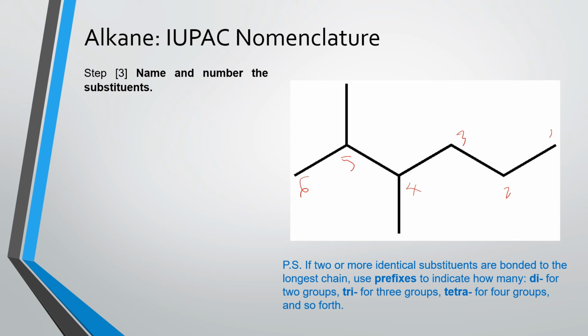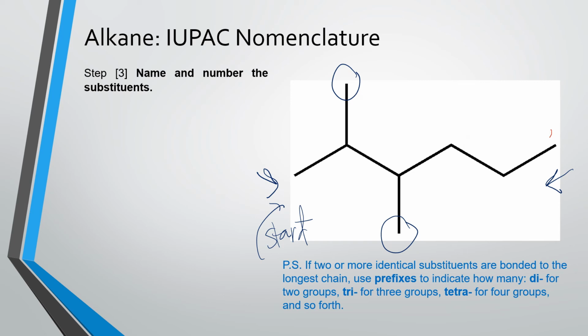6. Now, meron tayong ilang substituents. 1, 2. Anong pangalan? Methyl. Pag magbibilang tayo, saan yung pinakamalapit na substituent? Dito ba? Or dito? Exactly dito. Start. Tama? So, ibig sabihin, ang bilangan natin ay 1, 2, 5, and 6.